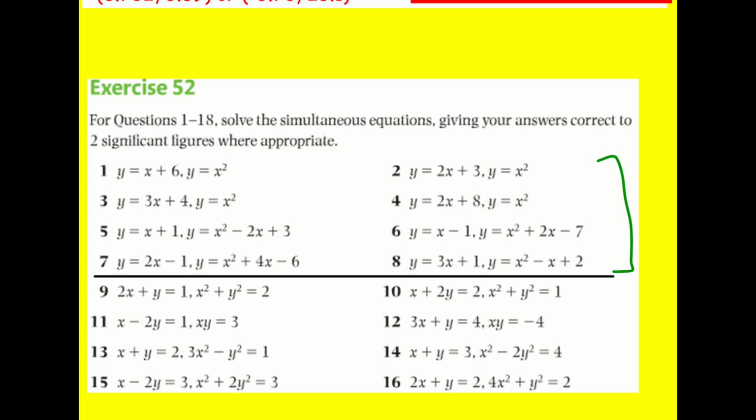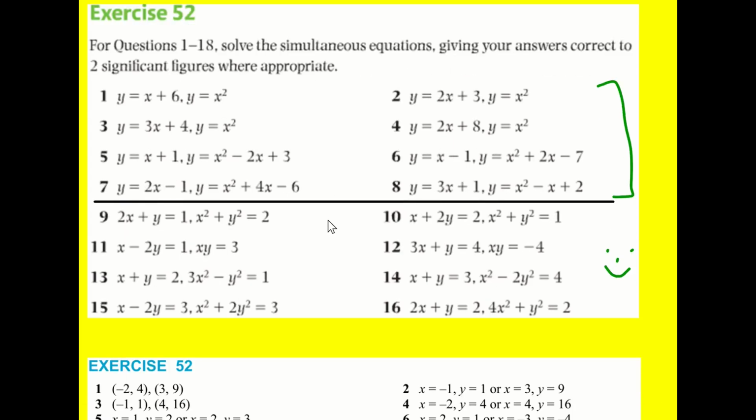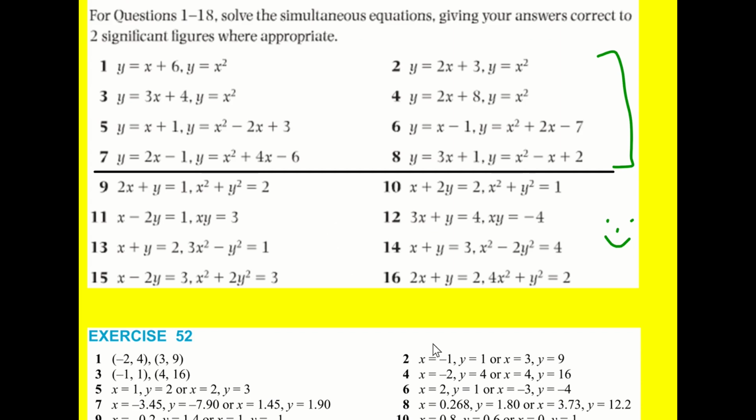If you do manage to get through 1 to 8 with time to spare, then you can feel free to have a look at them. Otherwise, focus on 1 to 8. And I'm now just going to show you the answers as well. The answers to 1 to 8 are here. It does say in the question, give your answers correct to 2 significant figures where appropriate. So some of them will factorize and some of them won't.